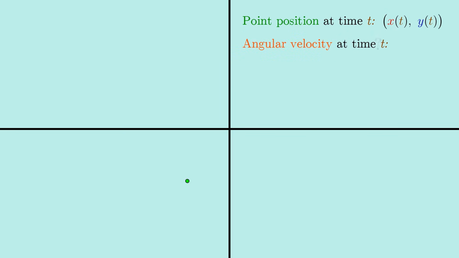Let's say you have a point moving in 2D space around the origin in some kind of irregular way. Maybe it represents the motion of a charged particle in an electric field or something. Let's say the point's xy position at any time t is given by two functions, x of t and y of t, and we want to compute its angular velocity around the origin at any time t. That is, how fast the angle it makes with the positive x-axis is changing at any given moment, or the time derivative of the point's angle function.